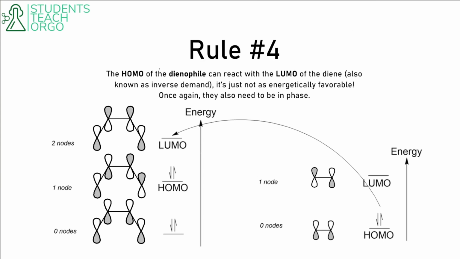So let's talk about the inverse demand part of Diels-Alder. Yes, we said that the HOMO of the diene must react with the LUMO of the dienophile, but it could go backwards as well. The LUMO of the diene could react with the HOMO of the dienophile. It is just less energetically favorable. They also need to be in phase, so nothing changes.